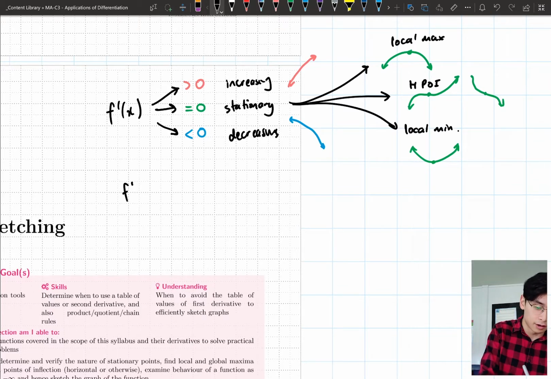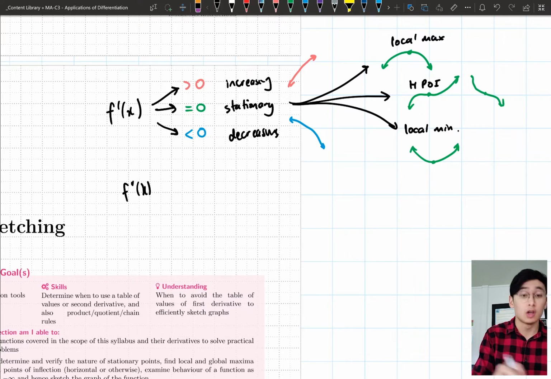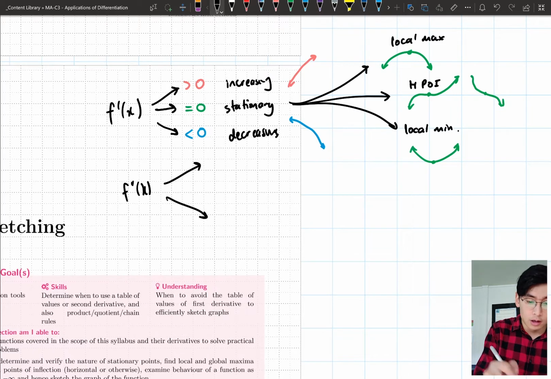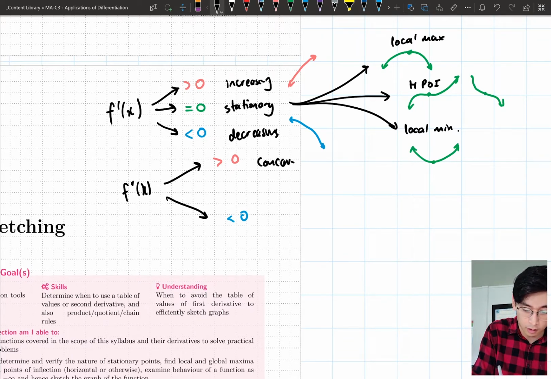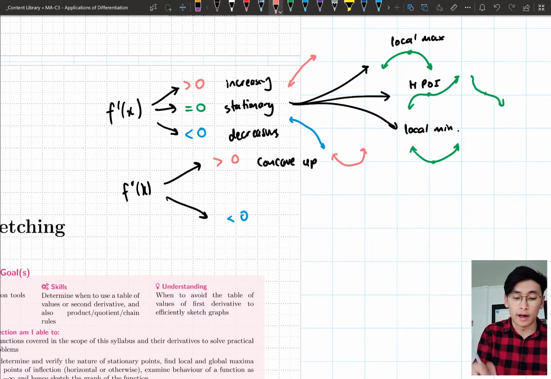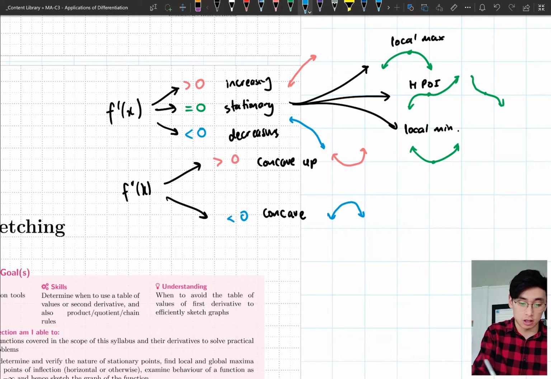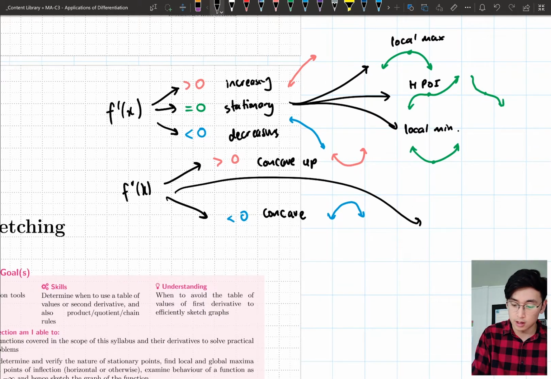Now the second derivative also had two main conditions. There was actually a third one that I didn't really talk about, but the two conditions were, just like our first derivative, it's either greater than 0 or less than 0. If it's greater than 0, this tells me that my graph is concave up, so like this. And if it's less than 0, it is concave down, like this.